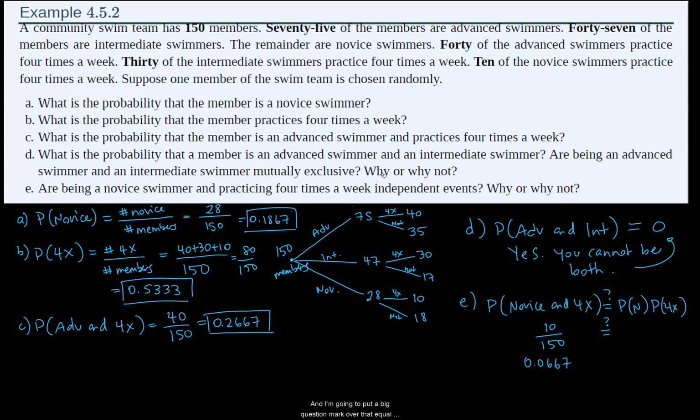And I'm going to put a big question mark over that equal sign because I don't know if they're equal yet. Probability of novice we calculated already, 0.1867. Probability of 4 times per week we already calculated, 0.5333. We multiply these two probabilities on the right, we end up with 0.0996. These are not equal. 0.06, 0.09, they are definitely not equal. So we do not have independent events since this multiplication formula does not hold.